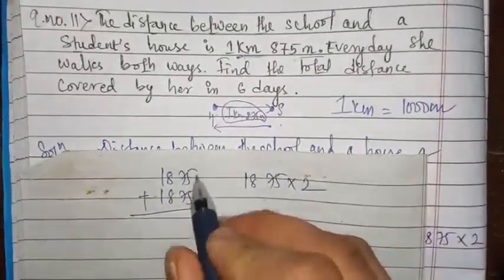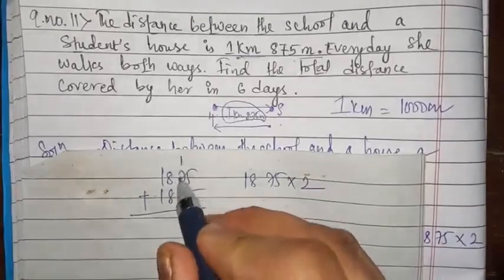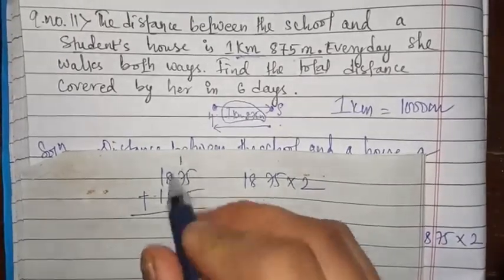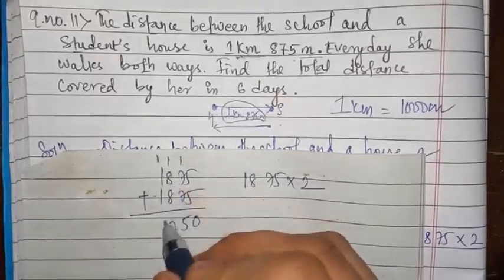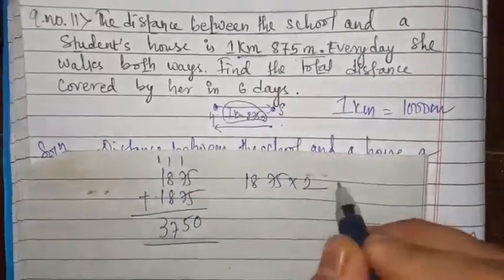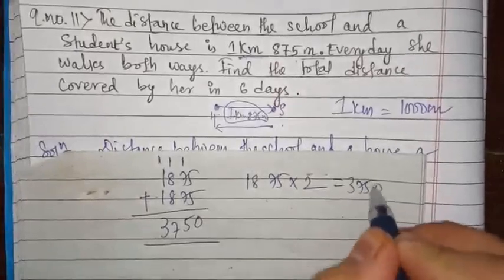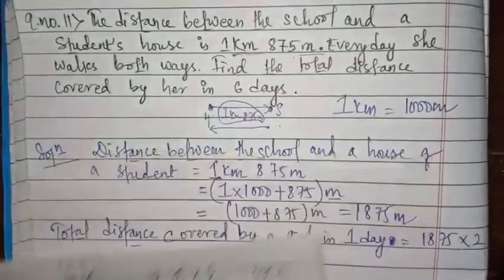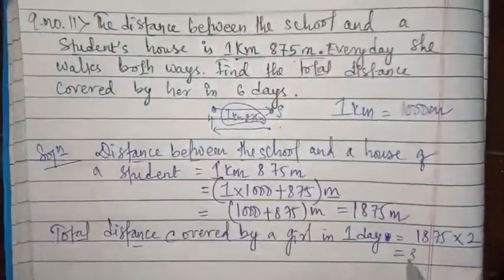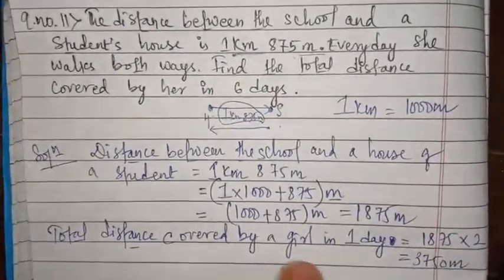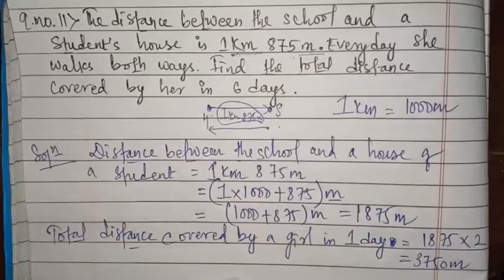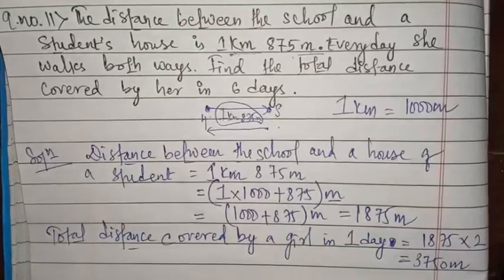Okay, so if you add this, what you'll get: 10, 1 in hand, 14, 15, 1 in hand, 16, 17, 1 in hand, 1 plus 1 is 2, 2 plus 1 is 3. It is 3750. Here also you will get the same answer. Okay, do not get confused. So it is 3750 meter. This is the total distance the girl is covering in one day.